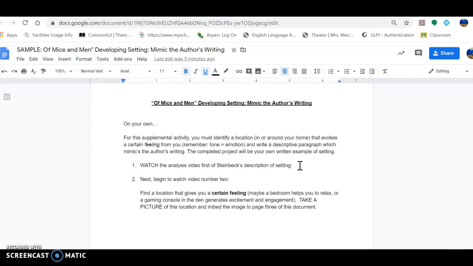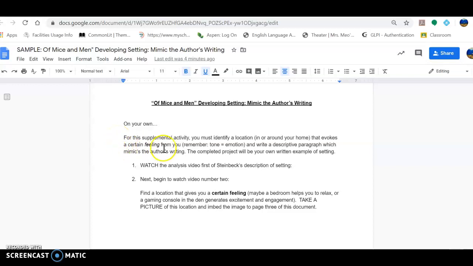And now we're going to go ahead and complete the second part of the project, which is actually writing a description of your own setting identification. And I'm going to perform an example for you so you can see what the end results should look like. So let's go ahead and read the instructions.